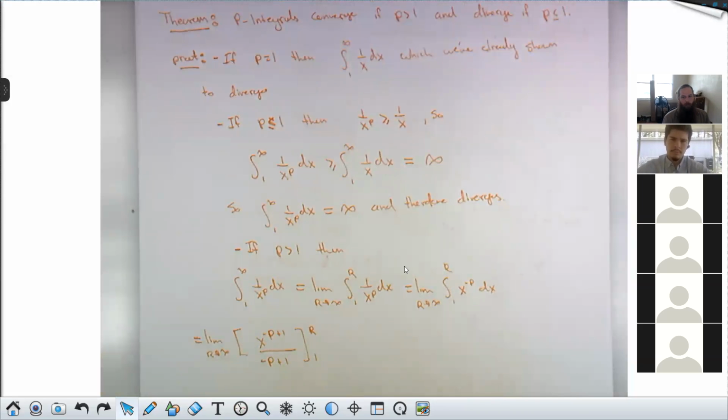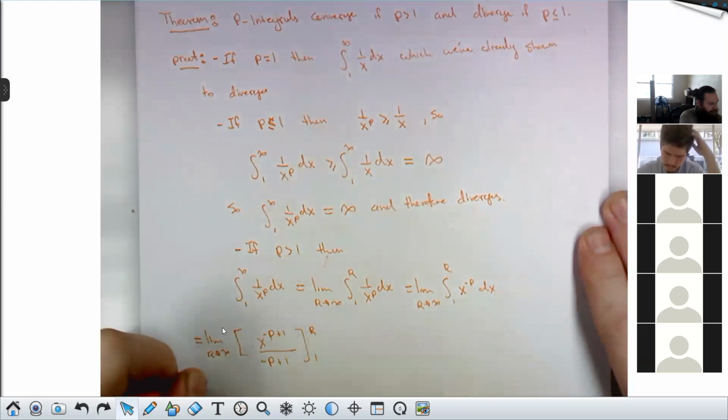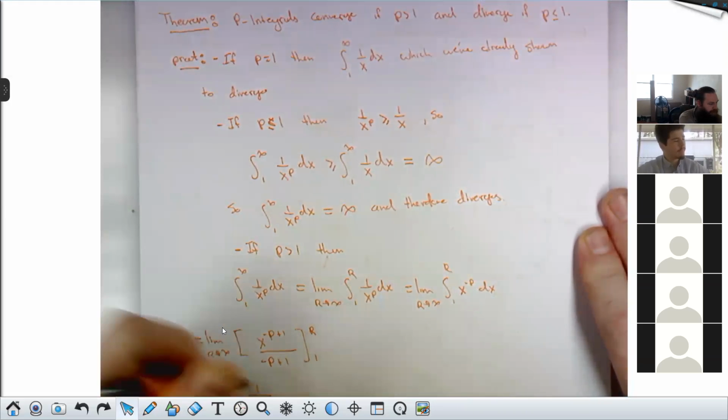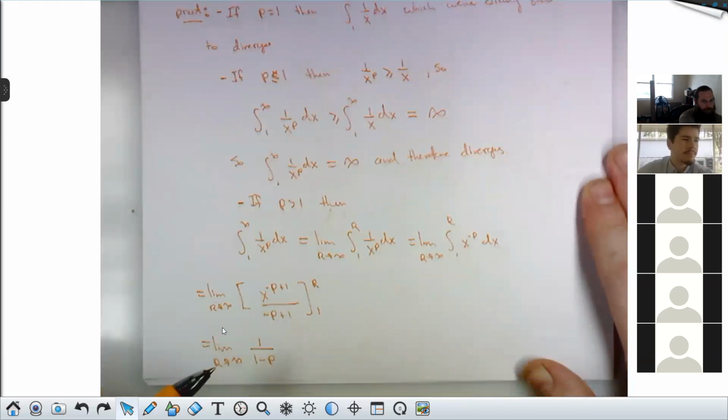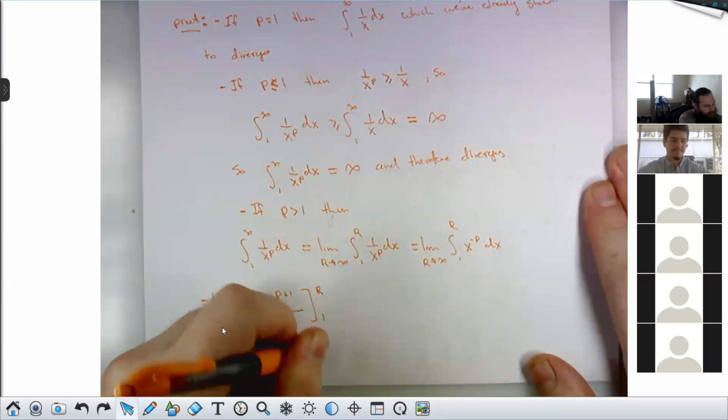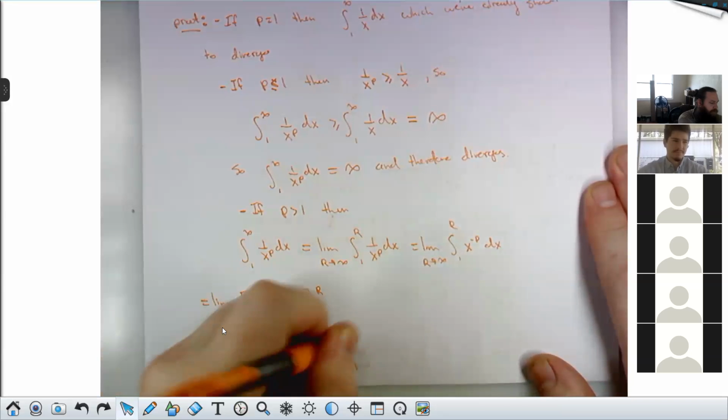All right, this is a power rule thing. Just x to some power. Since I know that the power is bigger than 1, I'm not worried about the weird case where you get a natural log. Every other power rule integral goes just like this. So what does this thing look like? This is the limit as r goes to infinity. I can pop out a 1 over 1 minus p. That's the p minus 1 downstairs. It can come out. And then in here, I still have x to the negative p plus 1 evaluated from 1 to r.